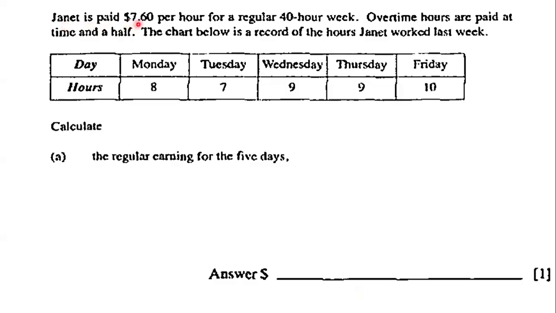Janet is paid $7.60 per hour for a regular 40-hour week. Overtime hours are paid at time and a half. The chart below is a record of the hours Janet worked last week.